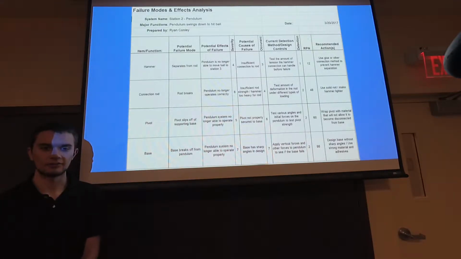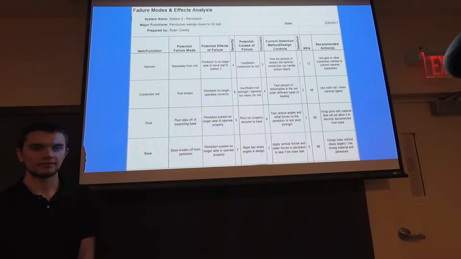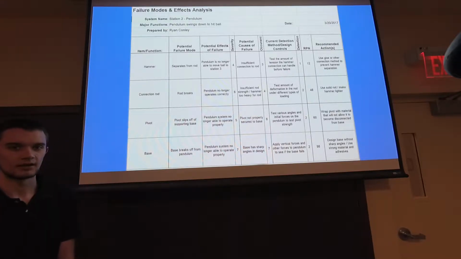So here's our FMEA for Station 2, the pendulum. The main area of concern we had is with the base and the support structures. That's because if the support structures were to fail, the pendulum would no longer work, and if it were to fail while in use, it could possibly be of harm to the customer.